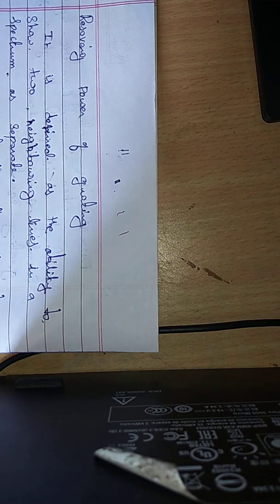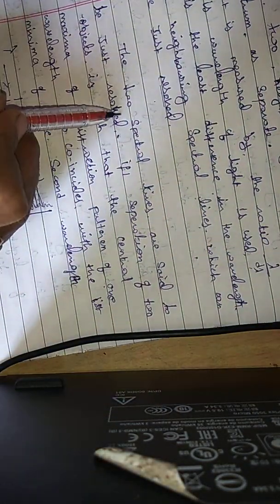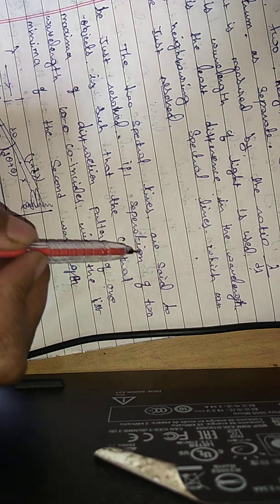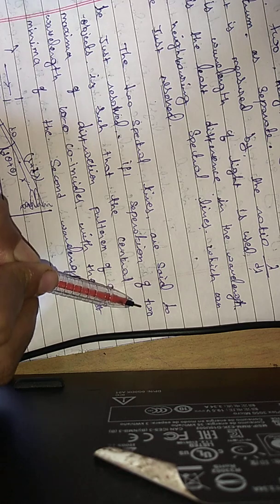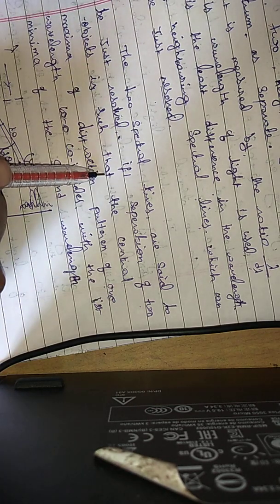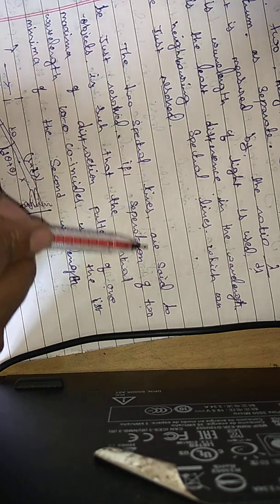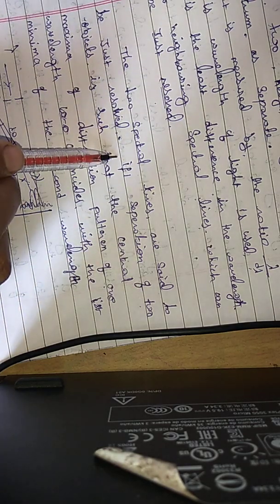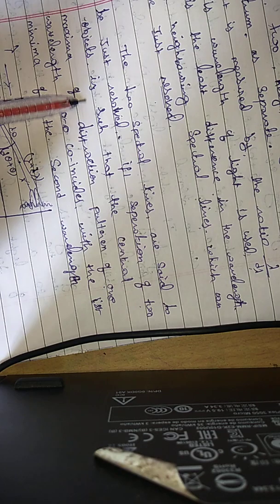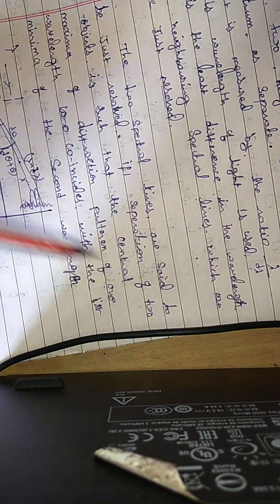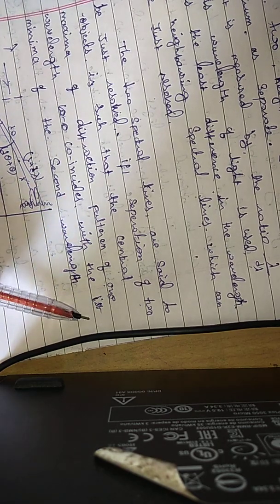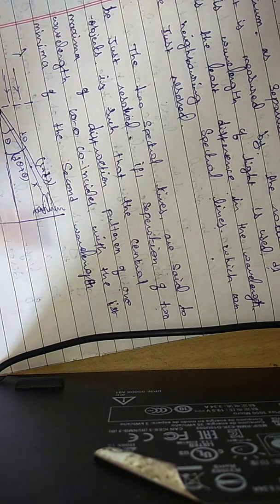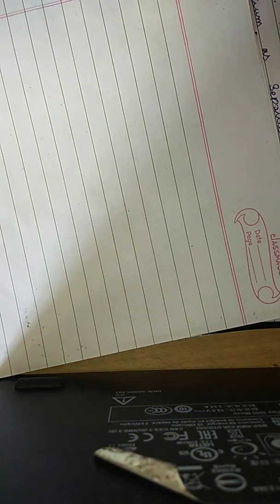The two spectral lines are said to be just resolved if the separation of the two objects is such that the central maxima of the diffraction pattern of one wavelength coincides with the first minima of the second wavelength. It is better to understand this with the diagram.